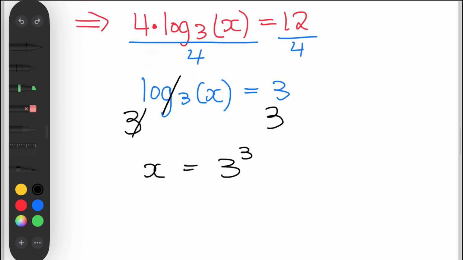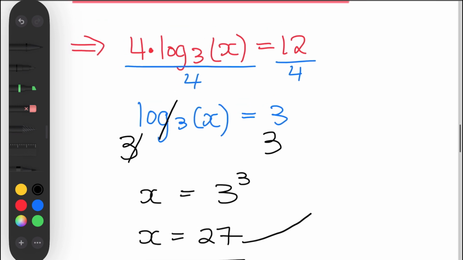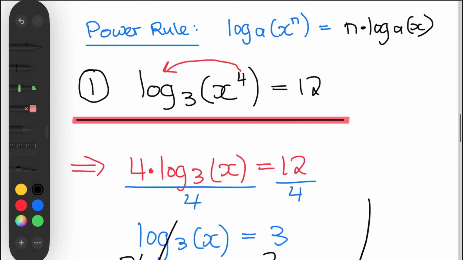And now that we have this, we know that x is equal to 3 to the power of 3, which is simply equal to 27. And that is our answer. And in order to make sure that our answer is correct, all we do is plug in our answer at the x spot over here, and you should get a final answer of 12.